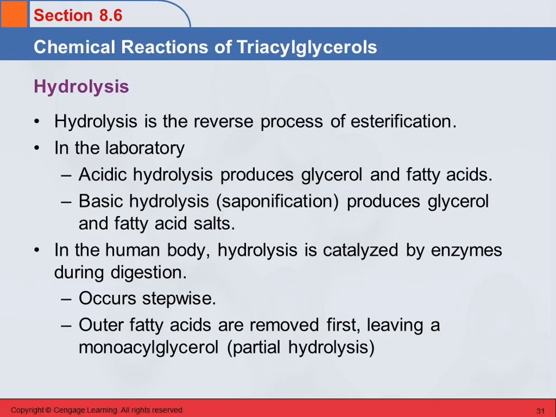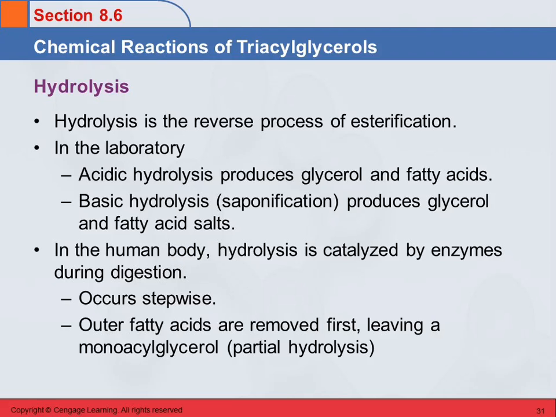So what happens in the laboratory is there's two different ways to hydrolyze these triacylglycerols. One is in an acidic environment, and that's going to produce glycerol and fatty acids. Or we can do it in a basic environment, and this is called saponification, and we've talked about that before. And here the product is glycerol again, but now we get fatty acid salts instead of the actual fatty acids.